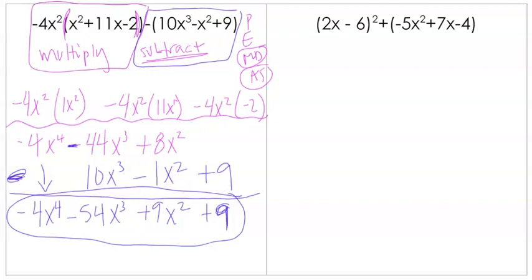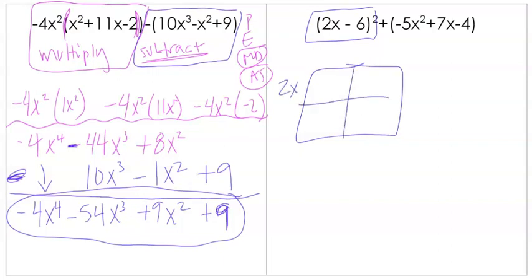So second problem, very similar. You have multiplication, so you're going to want to use that box method to multiply 2x minus 6 times itself, 2x minus 6. And then once you get your answer for that, then you're going to want to add that trinomial to your answer. So I want you to try that problem on your own, and then if you have any questions, please reach out.